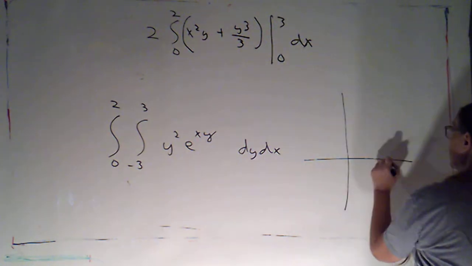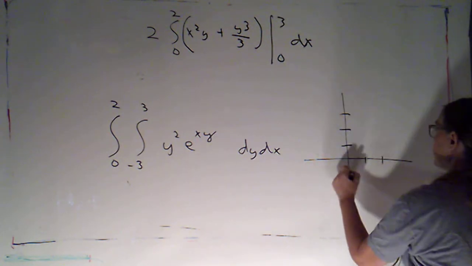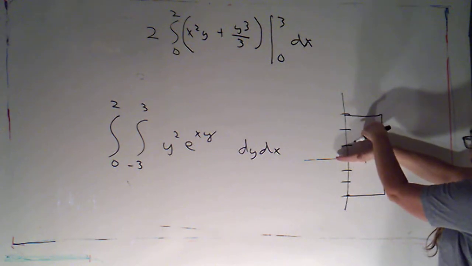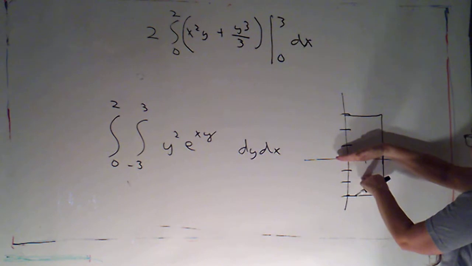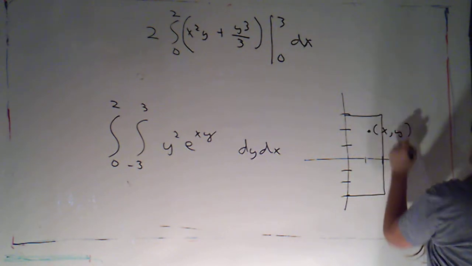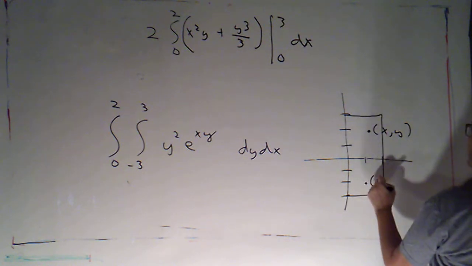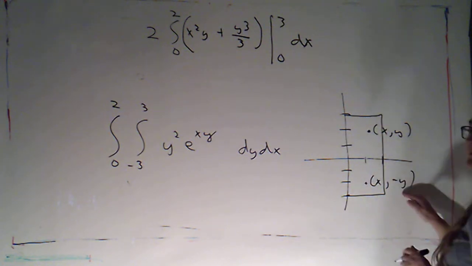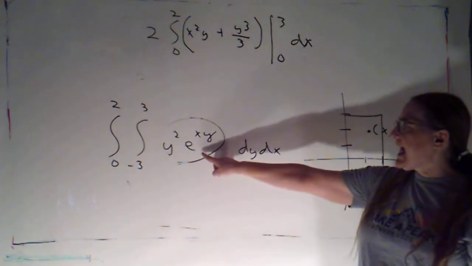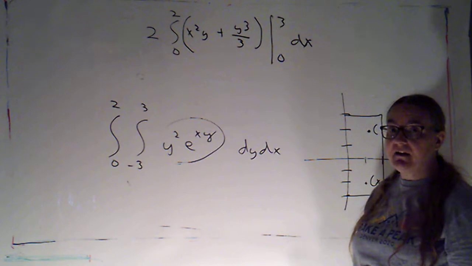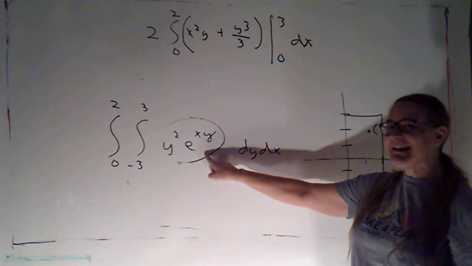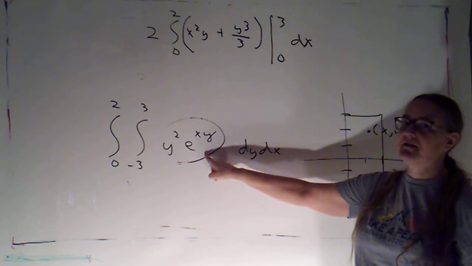Now, it's the same region, so it's still a region that's symmetric about the y-axis. The top half of the region is exactly the same size and shape as the bottom half. And I have a point here, x y. Its mirror image point then would have the same x but the opposite y. But if I plug in here, I don't get exactly the same thing on the top point and the bottom point, because the y squared will be the same, but the e to the xy will be different.